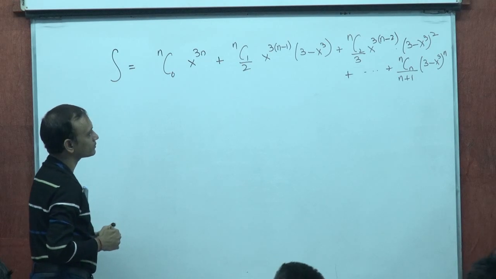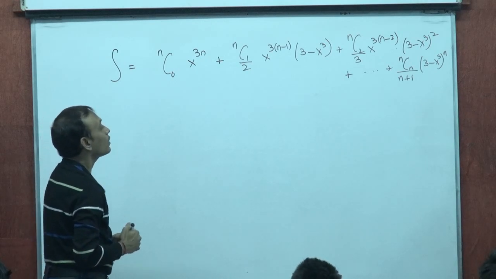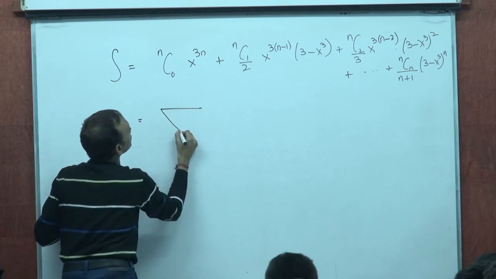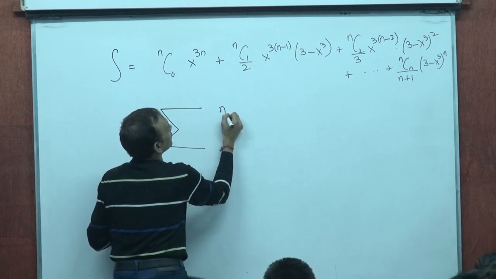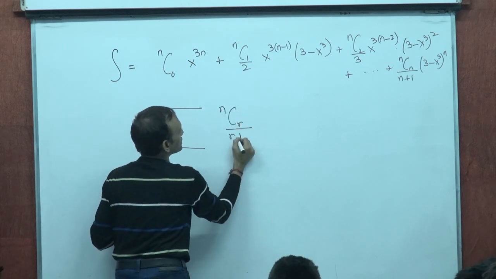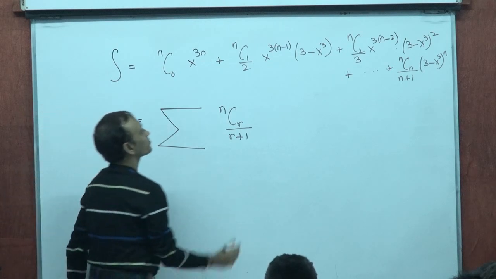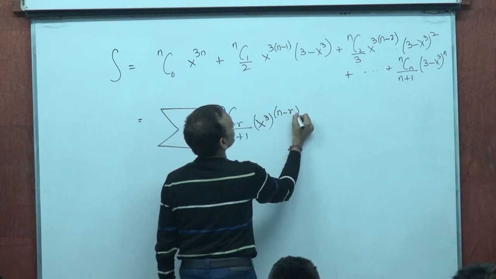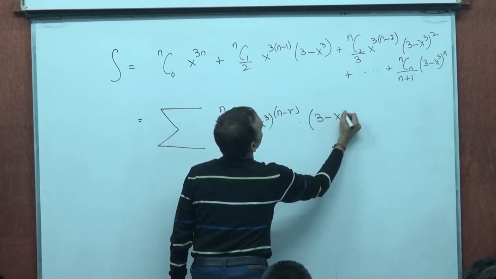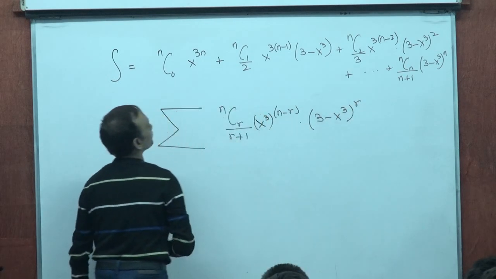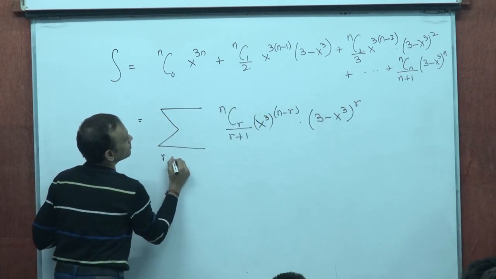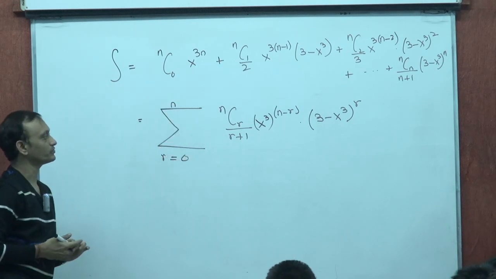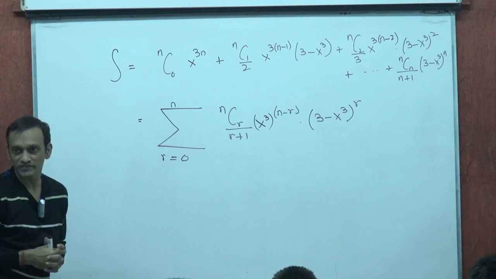Essentially, what's the formation here? This is summation nCr by r plus 1 into (x cubed) whole to power n minus r into (3 minus x cubed) whole to power r, where r runs from 0 to n. Yes or no? That's the way it is. This is the summation that we are seeking.